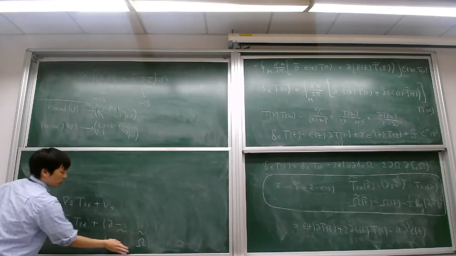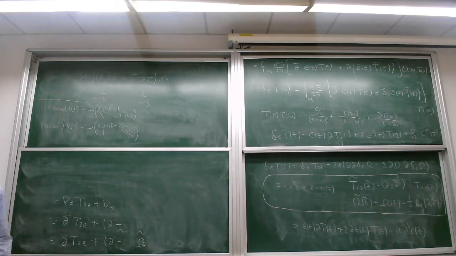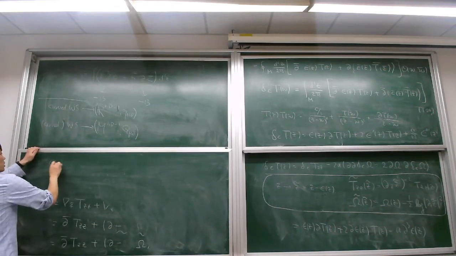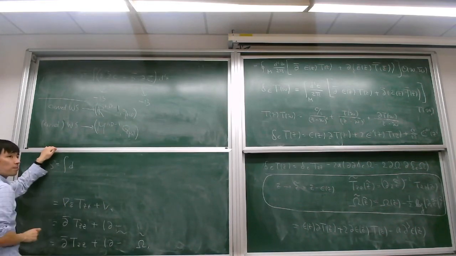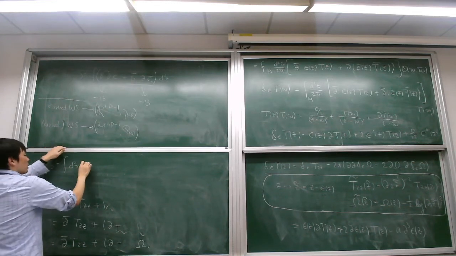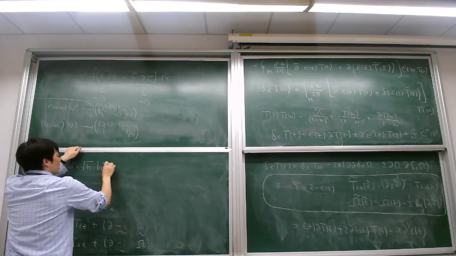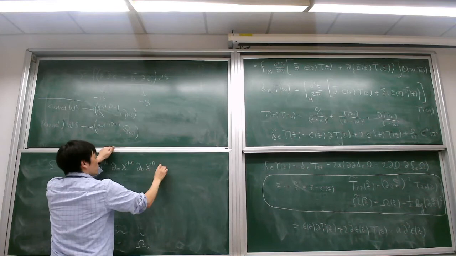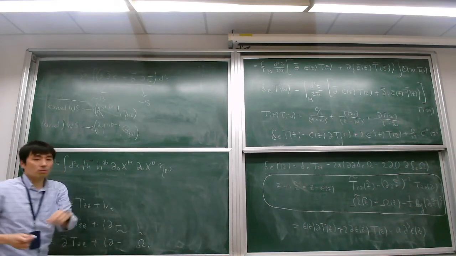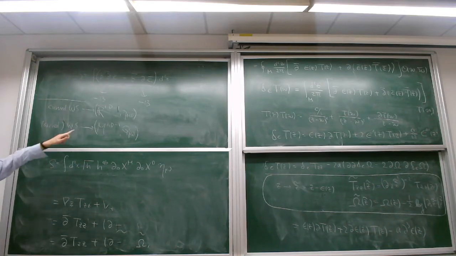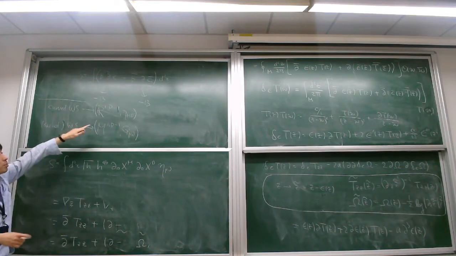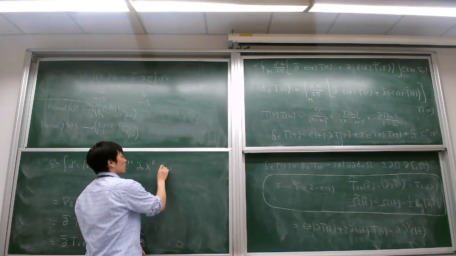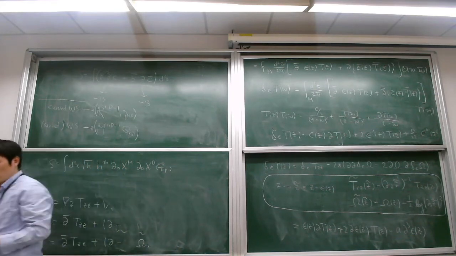So now, string sigma model action. The action is indeed d squared x, square root h, h^{ab}. So in the first lecture, what we saw is eta. So this is the first lecture. So now we need to replace the eta mu nu by G mu nu. Okay, G mu nu.